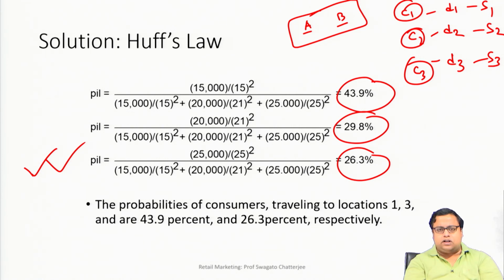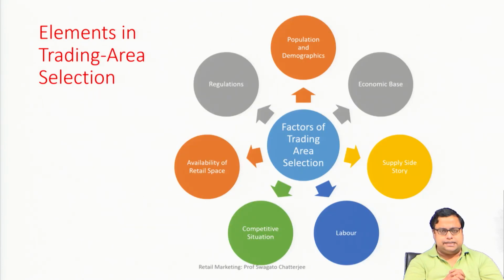Now I will only talk about the criteria that are important in the context of trading area selection. The criteria that are important are population and demographics, the economic base, the supply side story, the regulations, rules and laws, the space availability, the competitive situation of a particular store, and the labor. These are some of the most important factors in trading area selection, which you also have to consider when you decide the exact area of a particular location.